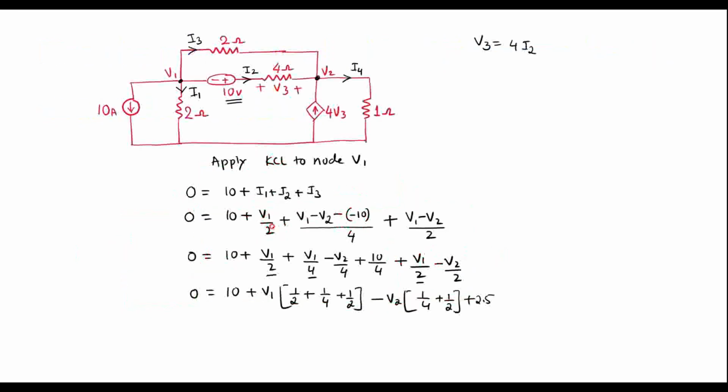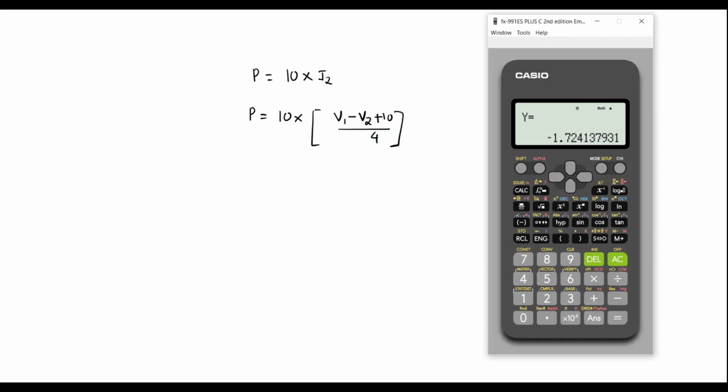So the power supplied by this 10 volt source is nothing but P is equal to VI. V is 10. The current in this branch is I2, so we need to find the power, which is 10 into I2. So I can write P is equal to 10 into I2, or P is equal to 10 into, so I2 is nothing but (V1 minus V2 plus 10) divided by 4.